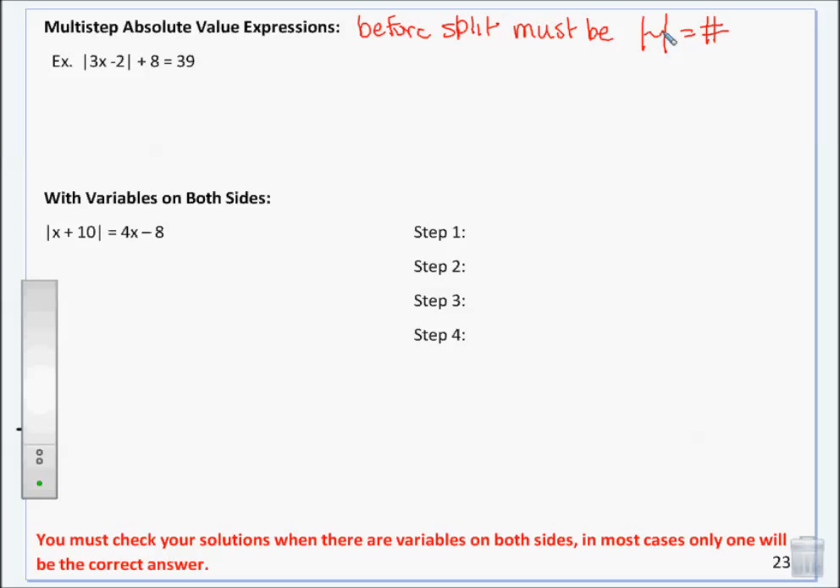So the first thing we want to do then is get rid of this plus 8. So I'm going to subtract 8 from both sides. And I'm going to get the absolute value of 3x minus 2 is equal to 31.